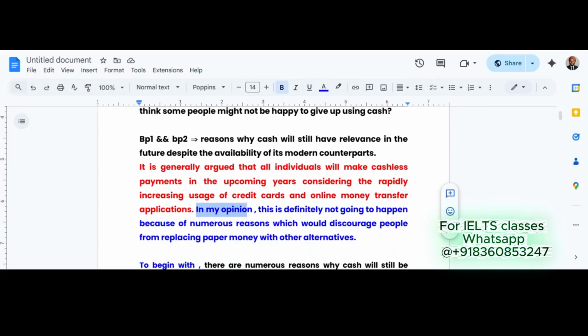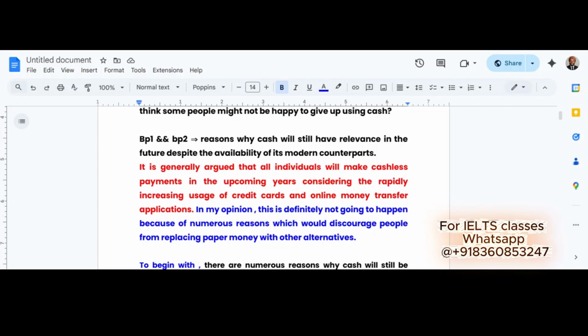So we will answer both the questions. In my opinion, this is definitely not going to happen. This is not going to happen because of numerous reasons which would discourage people from replacing paper money with other alternatives. Okay, so this is done. We have said that this is not going to happen. People still will be using cash. There will be a lot of reasons that will discourage people from using cashless payment methods and make them use cash in order to make any payment.